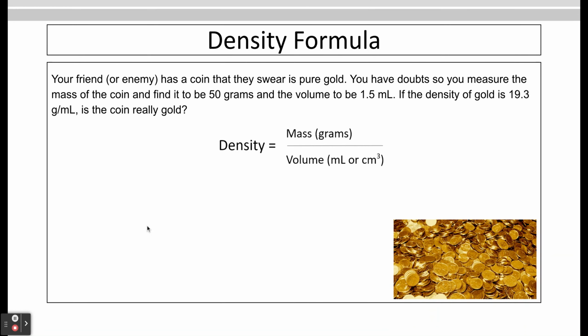For example, your friend or your enemy has a coin that they swear is pure gold. You have doubts, so you measure the mass of the coin and find it to be 50 grams and the volume to be 1.5. The density of gold is 19.3. Is the coin really gold?